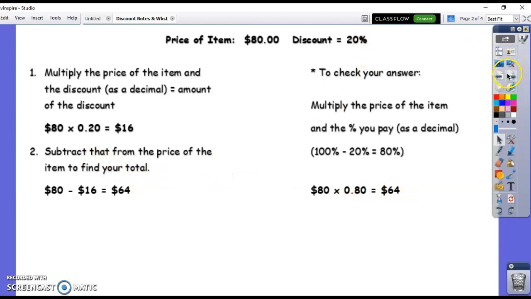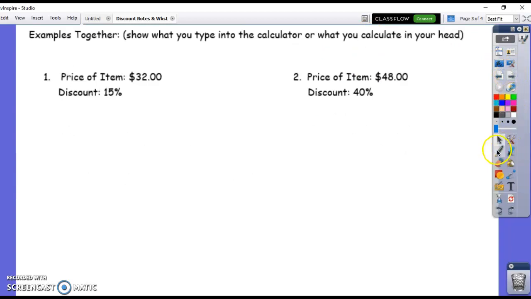Okay. So example 1, the price of an item is $32 and there's a 15% discount. So this is how I want you to show your work. Write your $32. All right, and then we have to find the amount of our discount. So remember, we got to change our 15% to a decimal. So that would be 0.15.